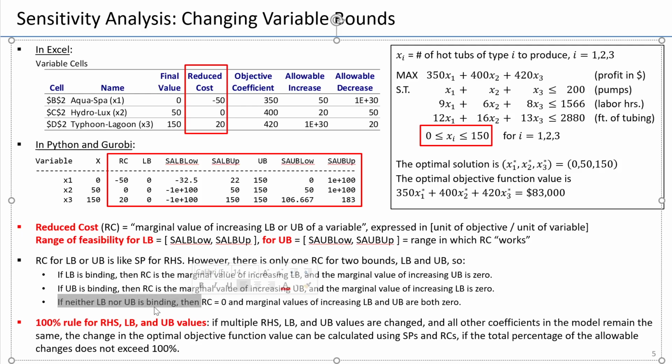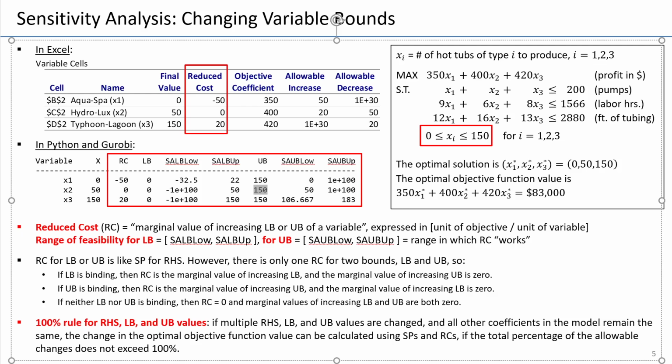And if neither the lower bound nor the upper bound is binding, then the reduced cost will actually be 0, and you see this here. The variable is 50. It's not equal to the lower bound 0, and not equal to the upper bound 150, so it's somewhere in between. The reduced cost is always 0 in this case, and it works for both of those bounds. Changing the lower bound or the upper bound within the range of feasibility for each of them will not change the optimal objective function value. Actually, it will not even change the optimal solution.